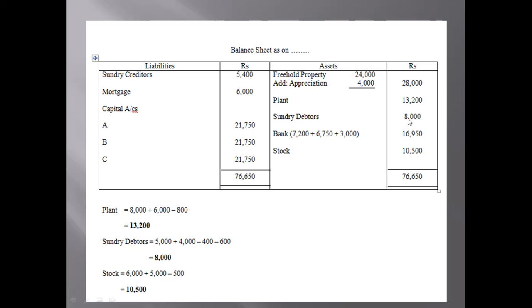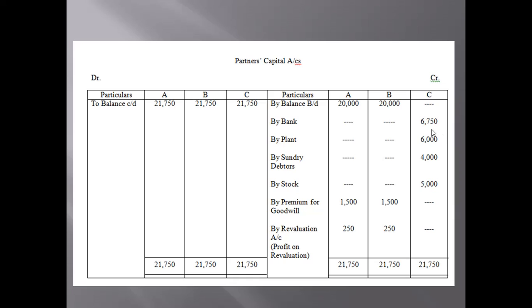And after debtors, we have bank. So for the bank, we have to write 7,200, which is already given. C is bringing 6,750, as we have seen in the capital account. He is bringing 6,750.